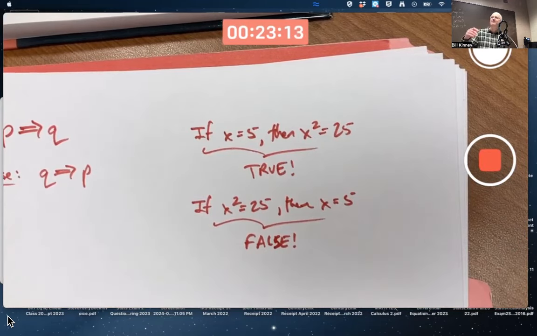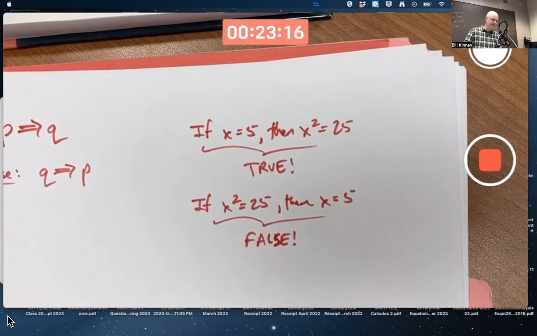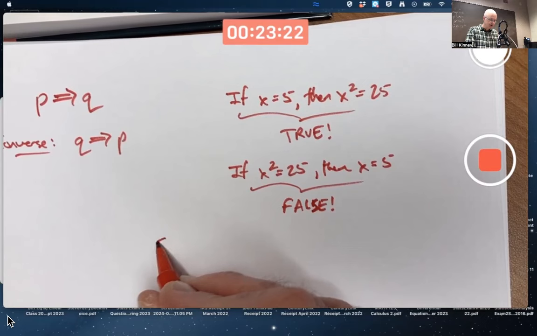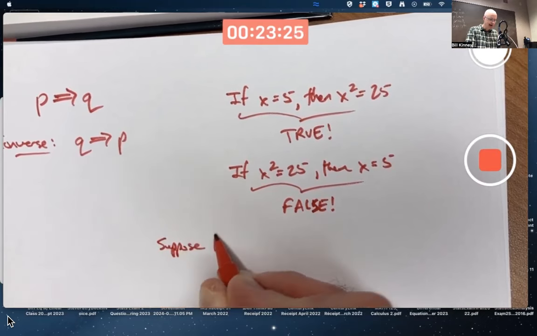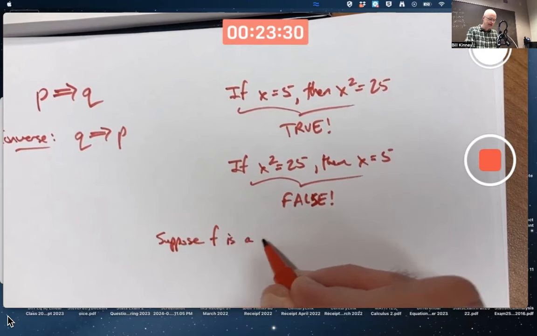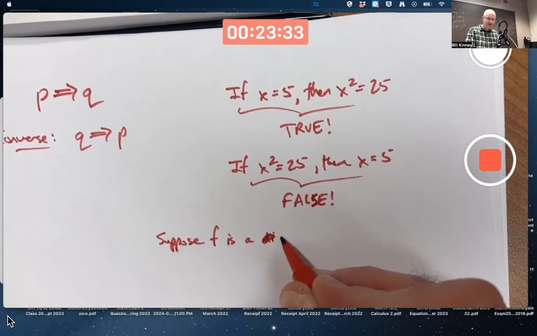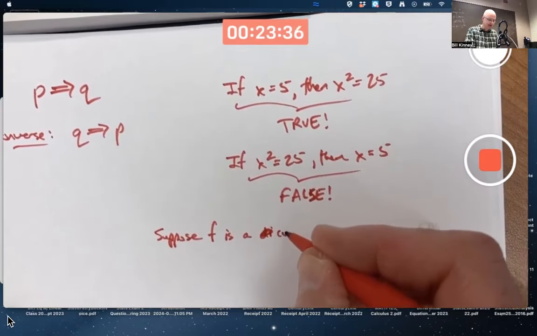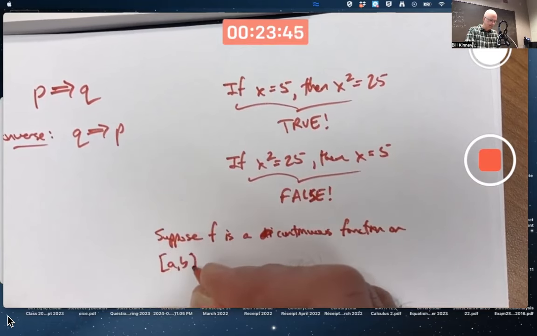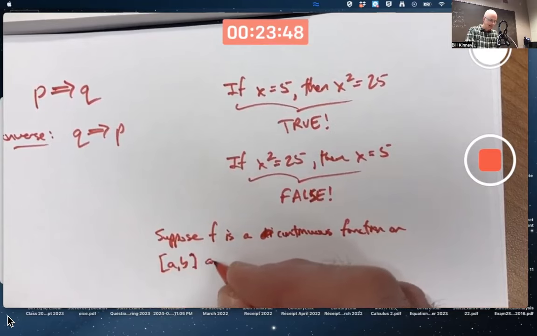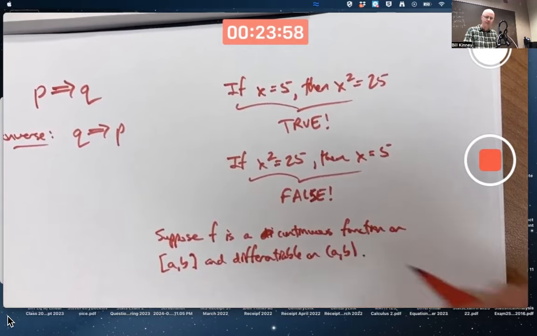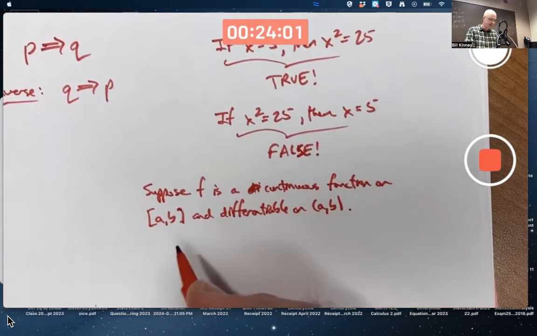As a more complicated example, I like to bring up this one. First, some background assumptions. Suppose f, we're going to do a little calculus here, is, let's say the full hypothesis here, a continuous function on a closed interval from A to B and differentiable function on the open interval from A to B. So that's my background assumption.